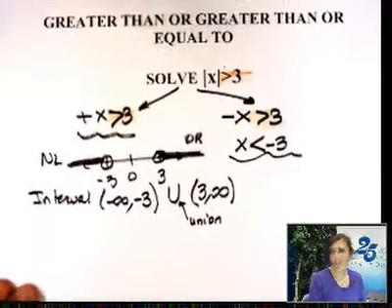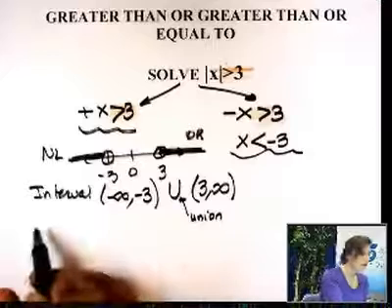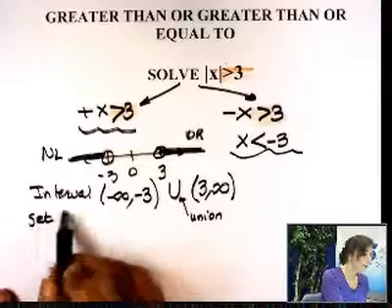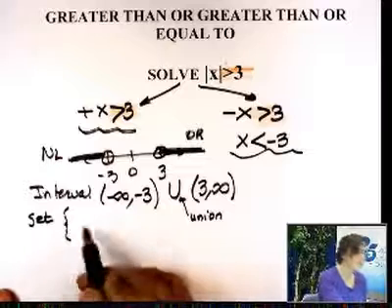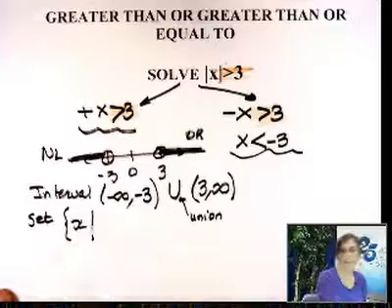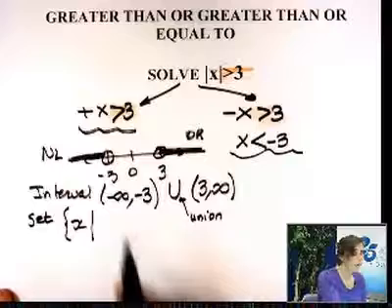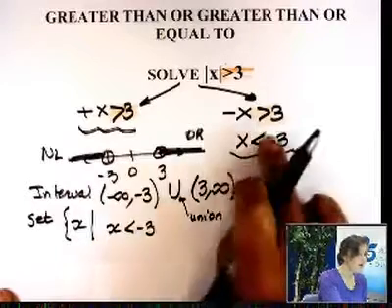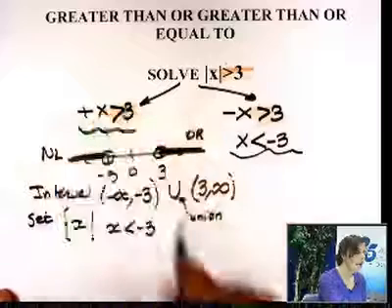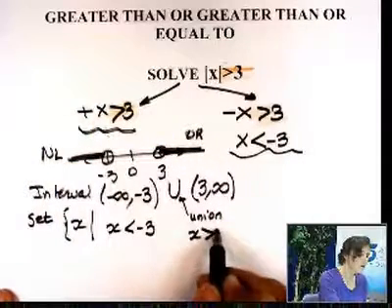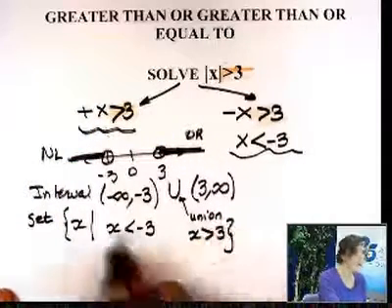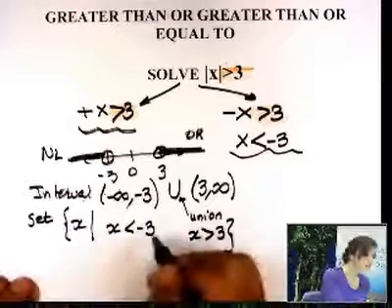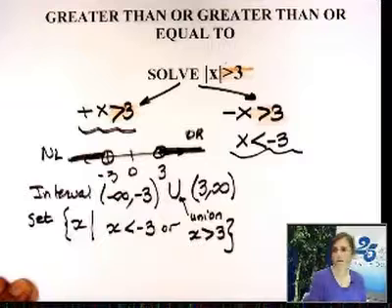All right, great. Last notation. Set builder. How do I write that one? Braces x such that. Now I want x to be less than negative 3, and that comes from here. And from here I'm going to have this. How do I put these two together? Do I put union? Not in set notation. In set notation you put OR.